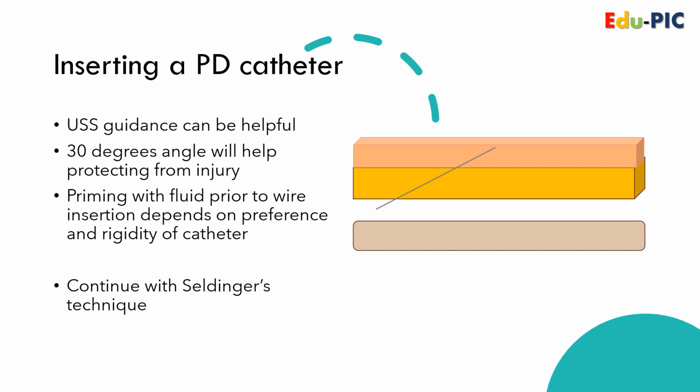So if you push about 10 to 20 milliliters of saline down your needle, then you're possibly making it easier for you to insert your catheter without hitting any of the intra-abdominal organs whatsoever. So as soon as you get to that point, you can continue with your Seldinger technique.